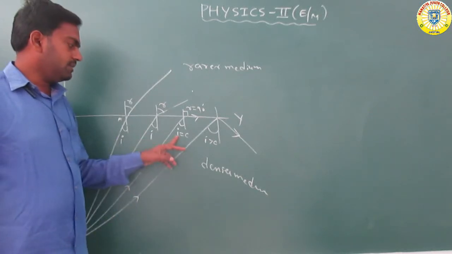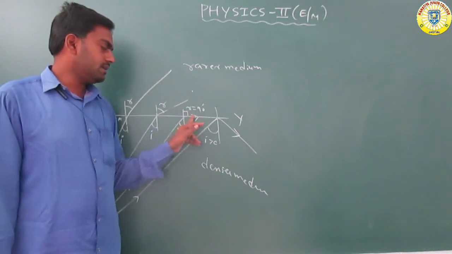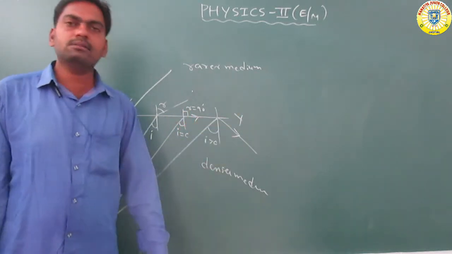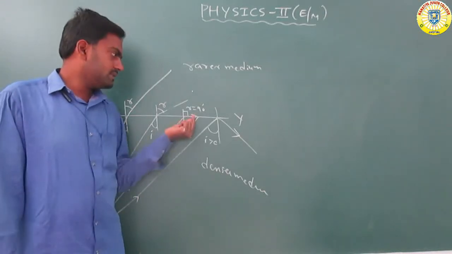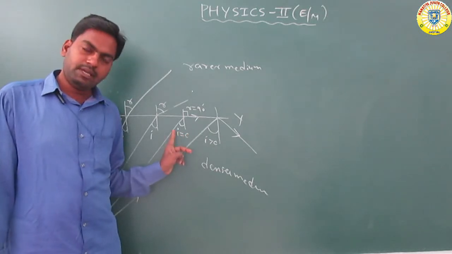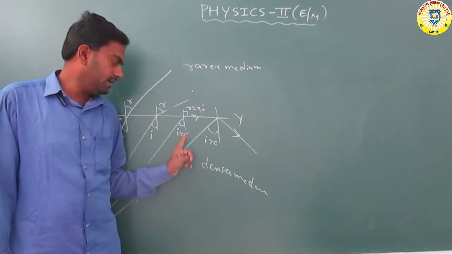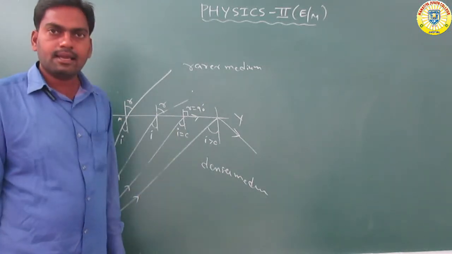For a certain angle of incidence, there is no refraction, so the light ray travels along the interface surface. That angle of incidence is called the critical angle.